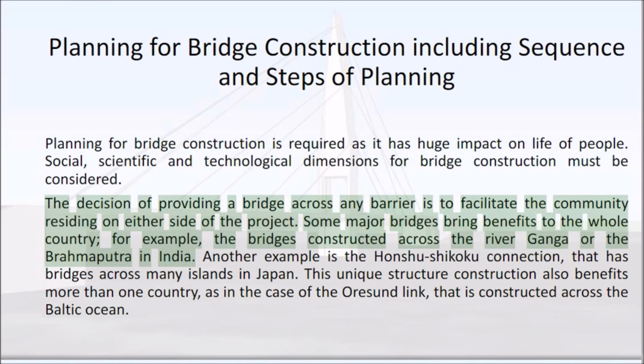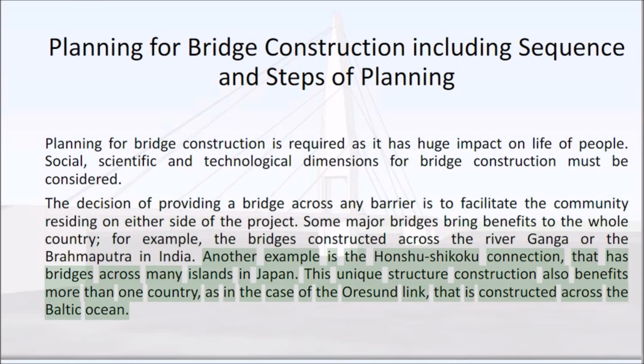For example, the bridges constructed across the river Ganga or the Brahmaputra in India. Another example is the Honshu-Shikoku connection, which has bridges across many islands in Japan. This unique structure also benefits more than one country, as in the case of the Øresund link, which is constructed across the Baltic Ocean.